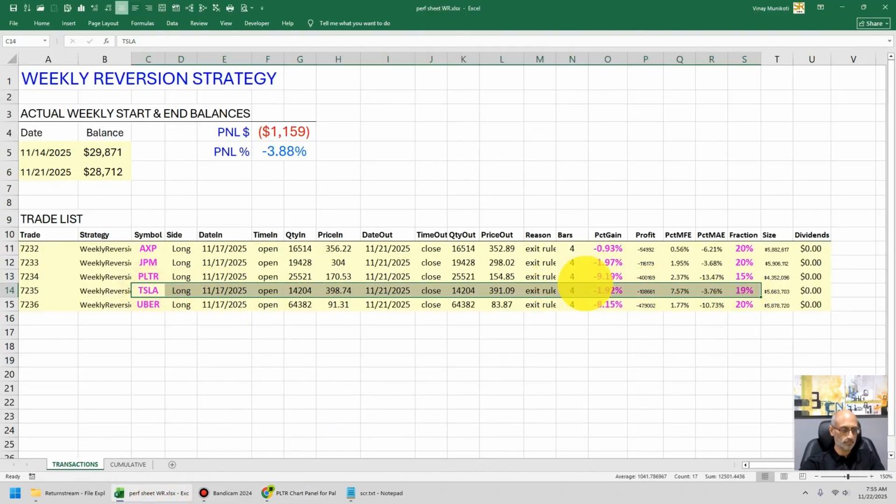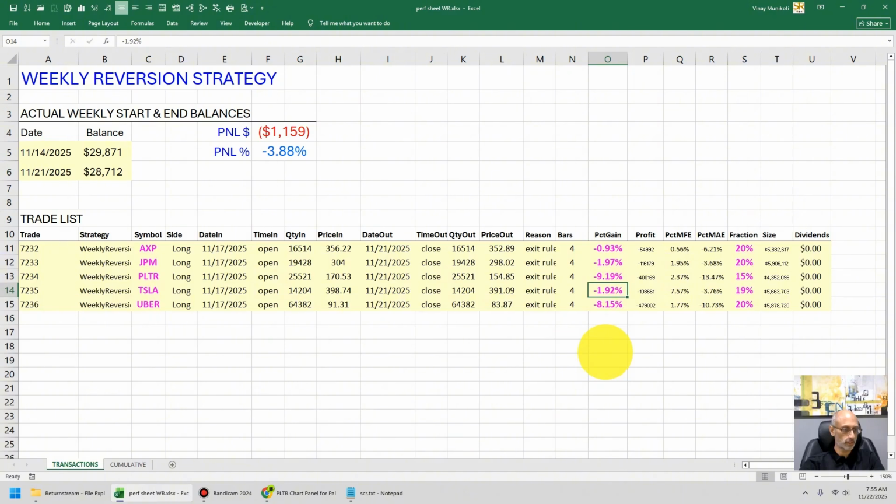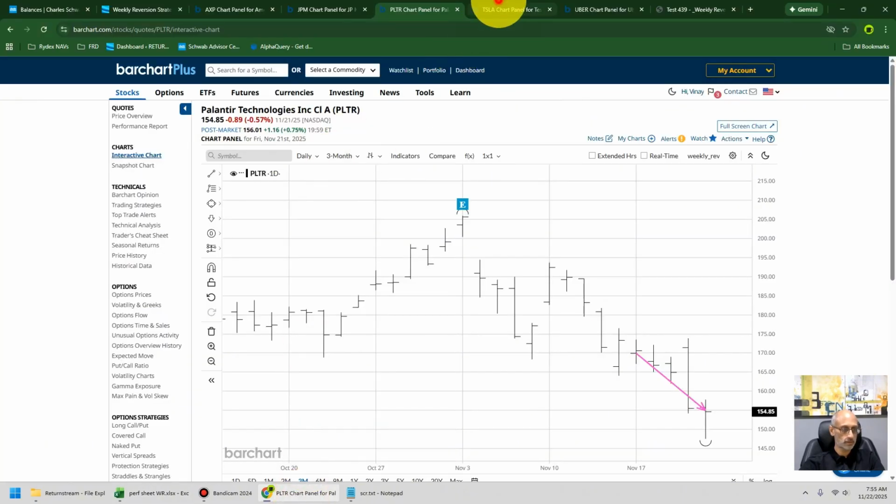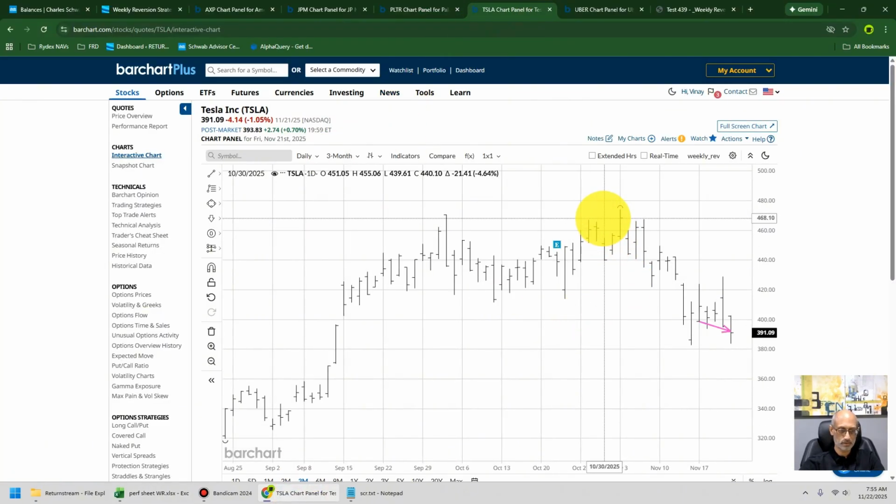And Tesla is the next trade where we lost 1.9%. And here's the dip for Tesla, and here's the trade.